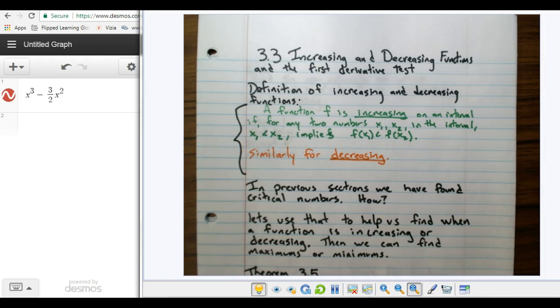Hey everyone, welcome to 3.3, increasing and decreasing functions, and also the first derivative test. Alright, so let's talk about definitions of increasing and decreasing functions. You probably know what they are: just as you go to the right, stuff moves up. But here's the official definition.